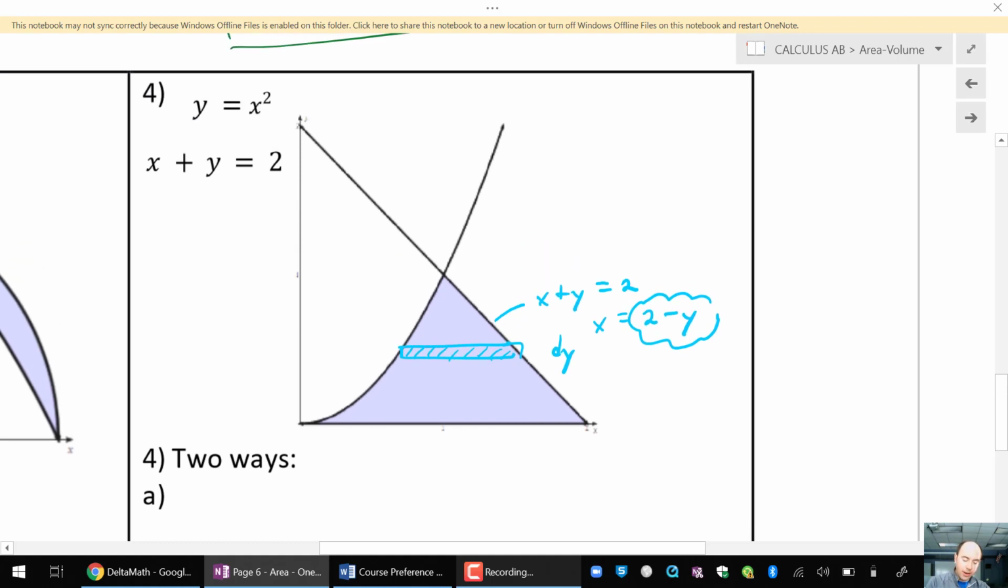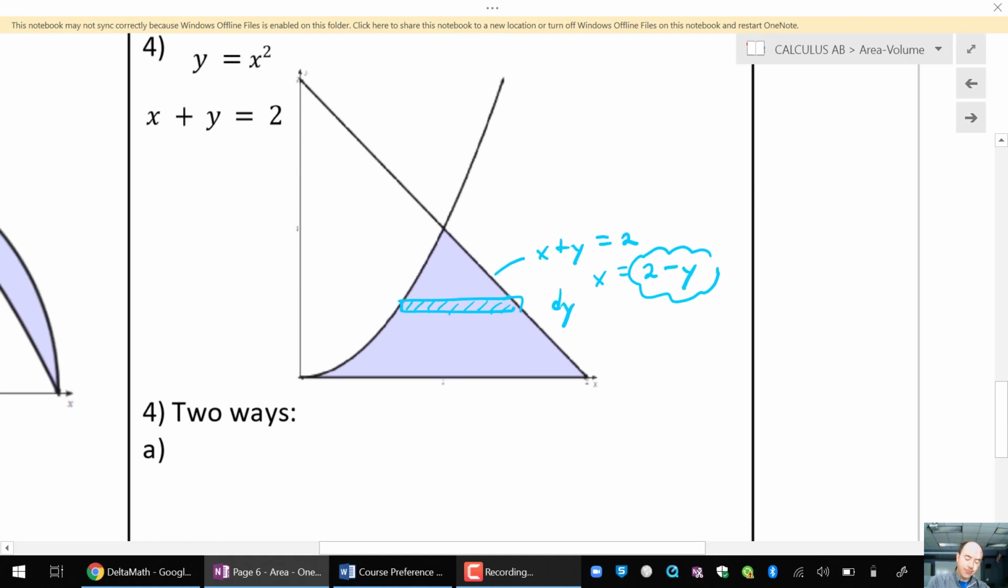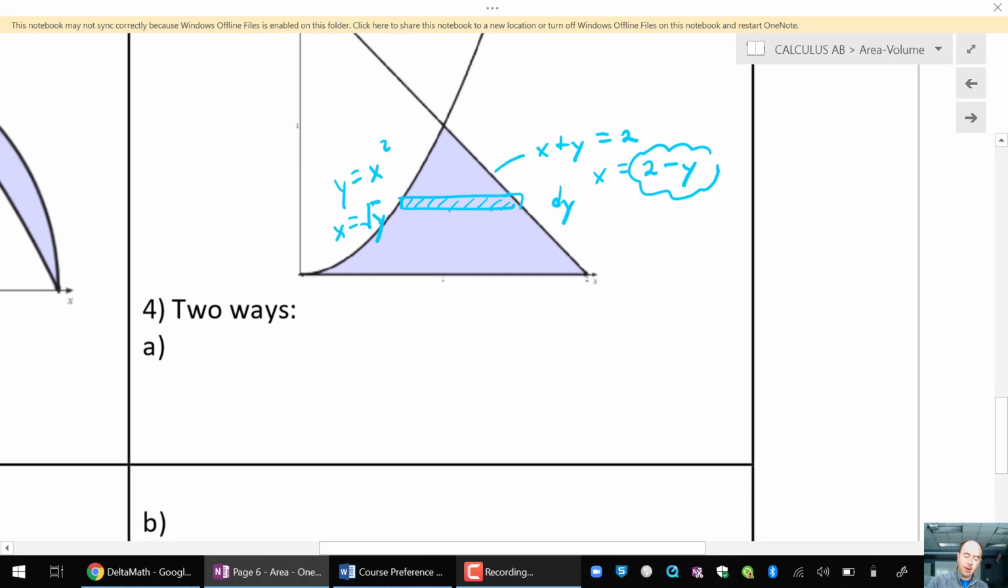And then this function here, which is y equals x squared. Again, I don't really want y equals x squared. I want that in terms of y as well. So let's call that x equals the square root of y. We have to write our functions in terms of y if you take your strip and rotate it horizontally. So how does that look now in my final answer? Well, the integral here will be right minus left.